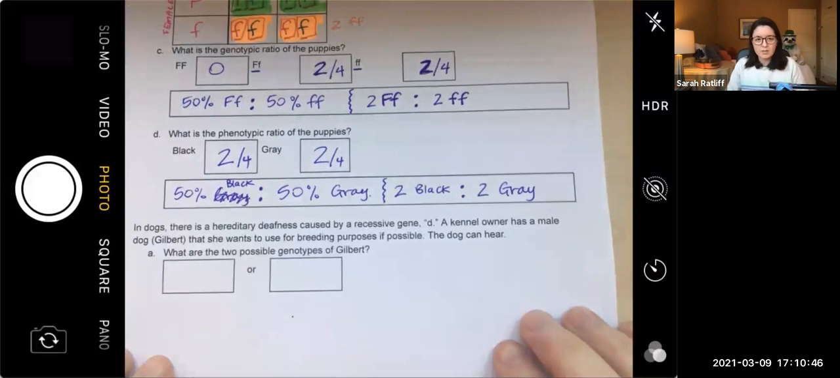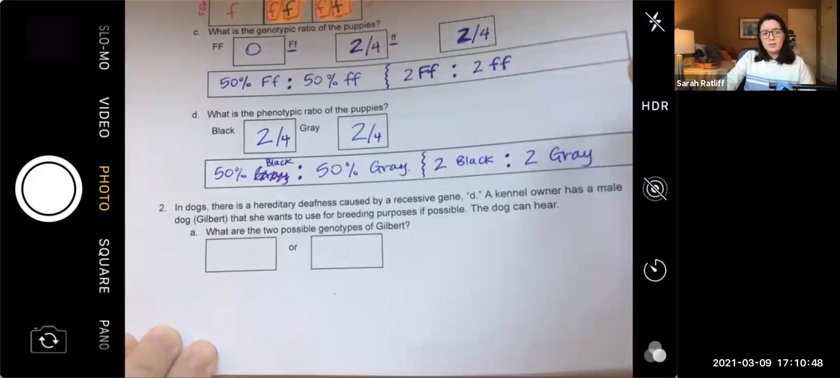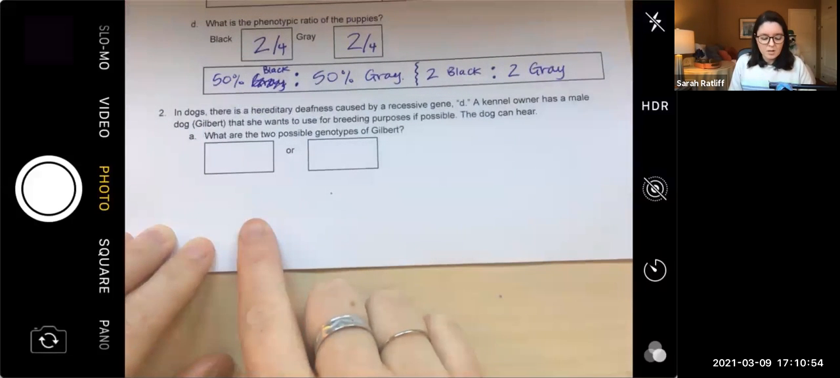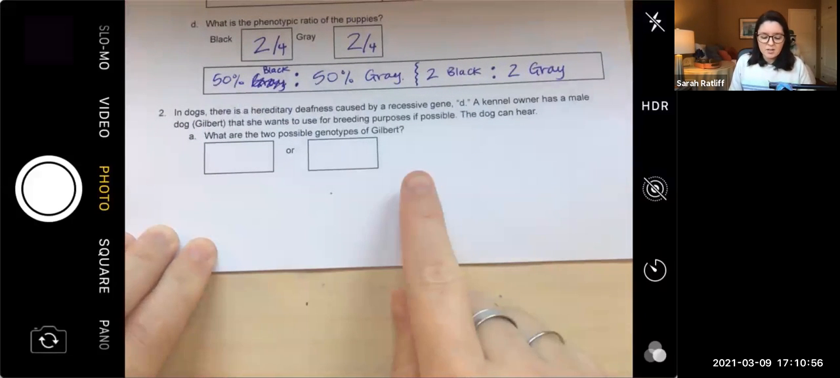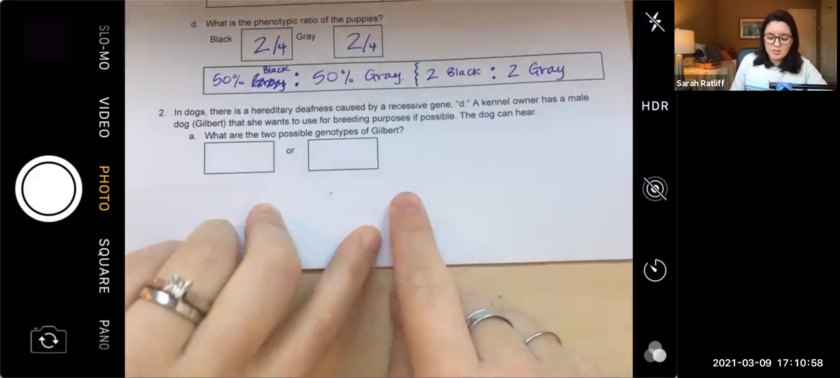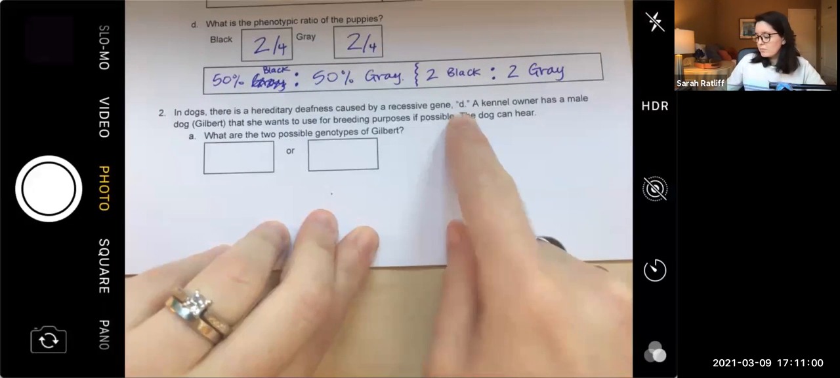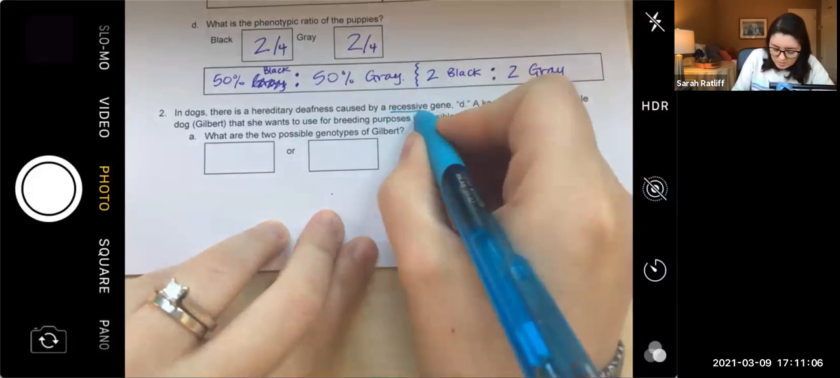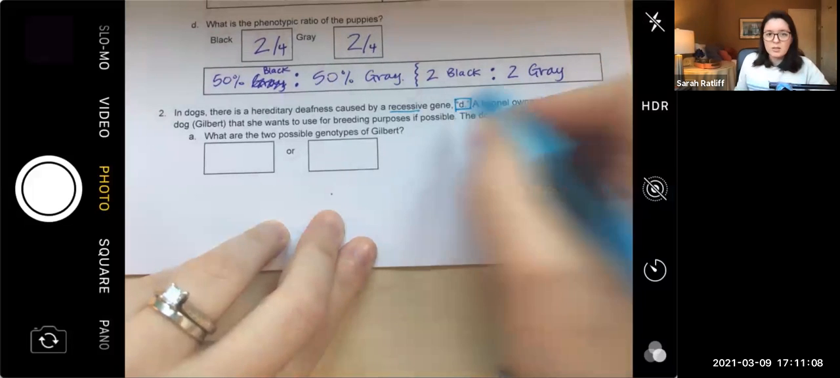All right, let's move on to number 2 here. Getting to the end of my paper. I don't think yours is quite there yet. So in dogs, hereditary deafness is caused by a recessive gene, little d. So I'm going to take a moment. I will assign the blue color. So recessive gene, little d.